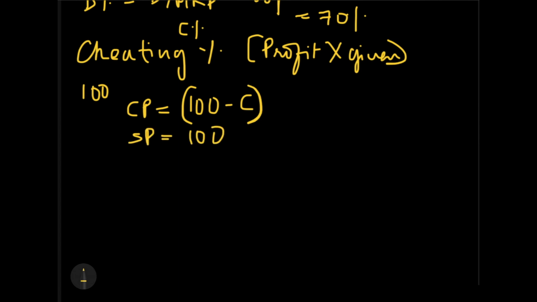यहाँ मैंने SP को 100 क्यों लिया? Because I told you that there is no profit given. That means you have seen those types of questions, no? Where the shopkeeper is saying, see, I'm selling you at the cost price only and stuff like that. So this is that condition.